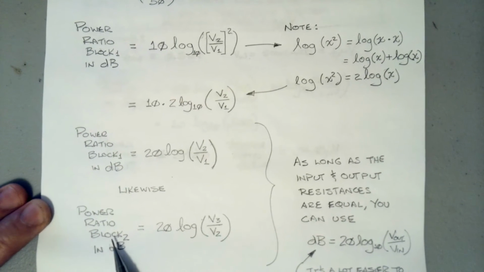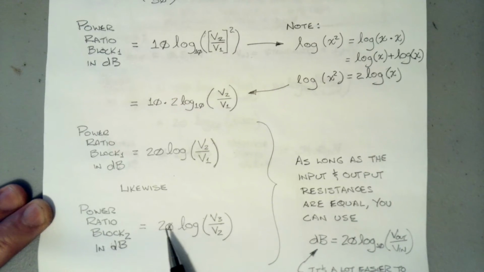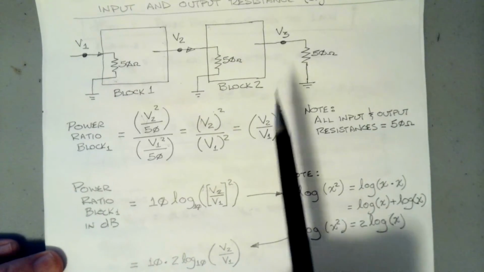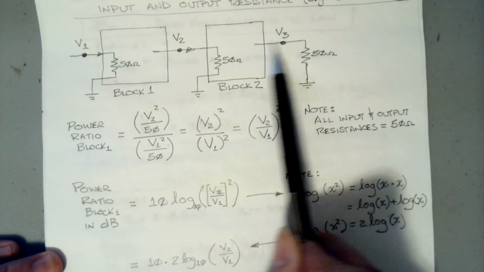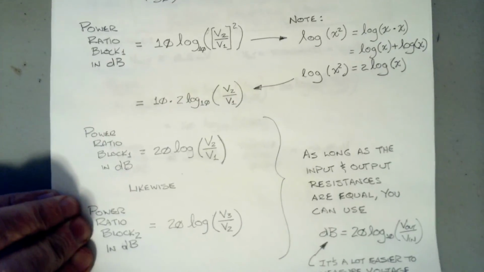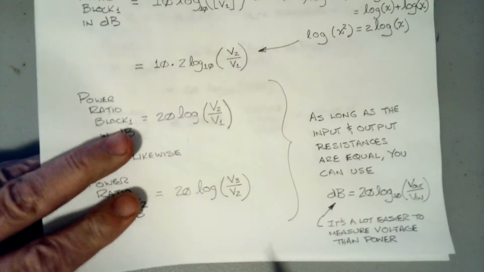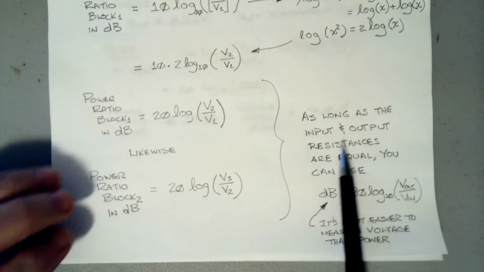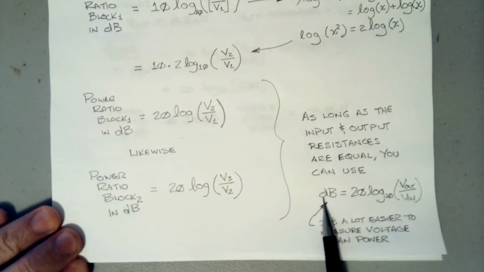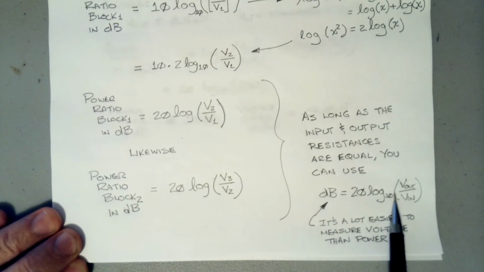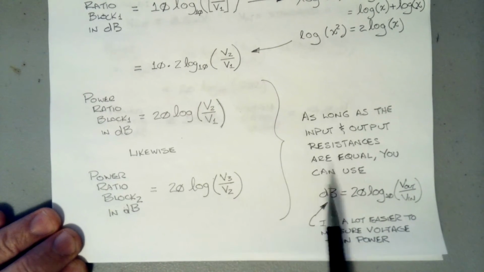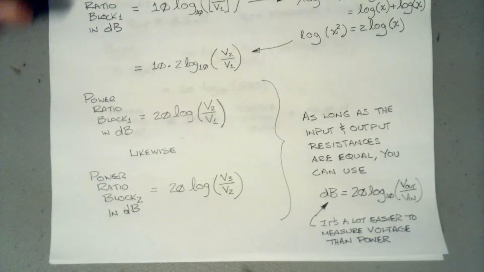Likewise, the power ratio of block 2 in dB is 20 times the log of V3 over V2, because the output here is V3 and the input is V2. And this all works as long as the input and output resistances are equal. You can use this formula: the power ratio in dB is equal to 20 log base 10 of Vout over Vin. And it's a lot easier to measure voltage than power, so this formula gets used a lot.